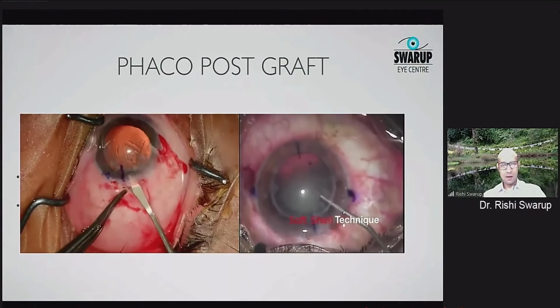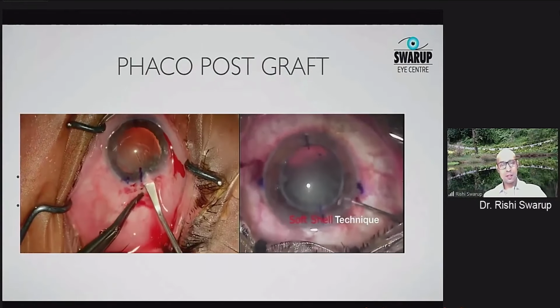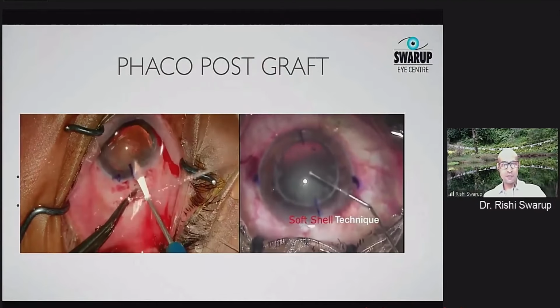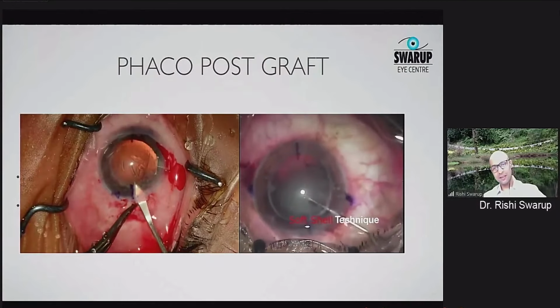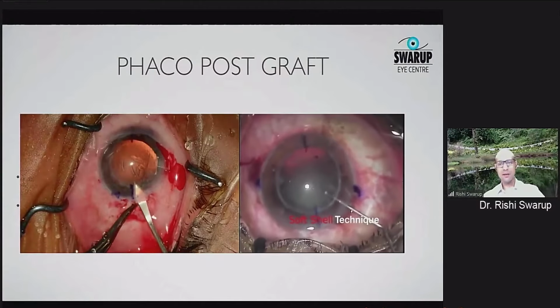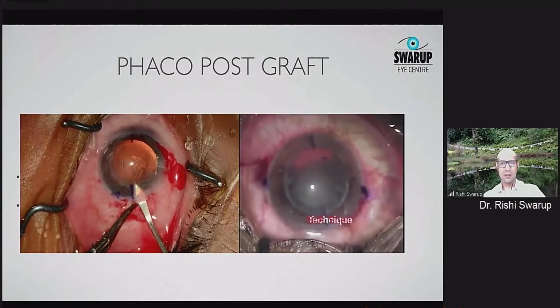One of the compromised endothelial situations that I often come across is a post-graft situation. So one of the additional things that you want to do in such an eye is try to make your incision outside the graft. That will damage less endothelium. And of course, the rest of the maneuvers would be similar to what I told you earlier.